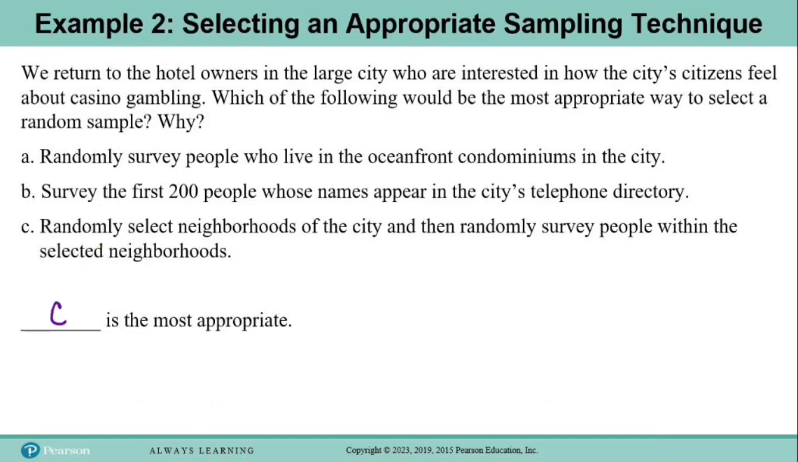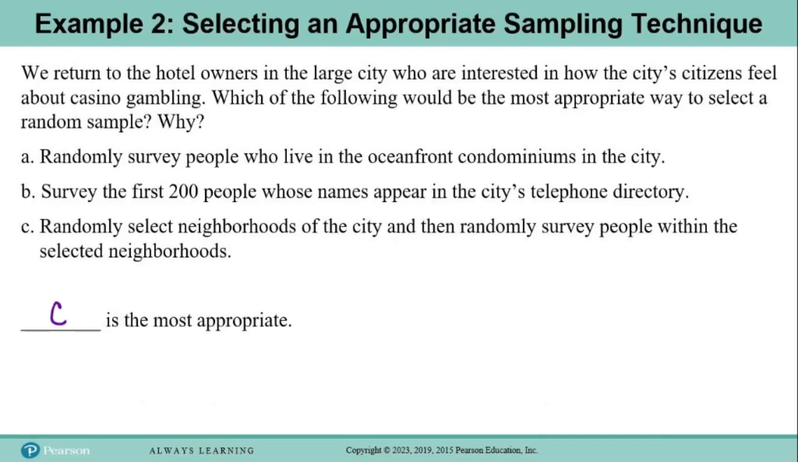But in choice C, we're randomly selecting neighborhoods, so we're going to get all different economic backgrounds from all different parts of the city, and then we randomly survey people within the selected neighborhoods. So even within the selected neighborhoods, we might not get to talk to everybody, but we make sure that we randomly survey people. In other words, you just don't knock on the doors where the flowers in front of the house are nice and you feel like those people are going to be friendly.